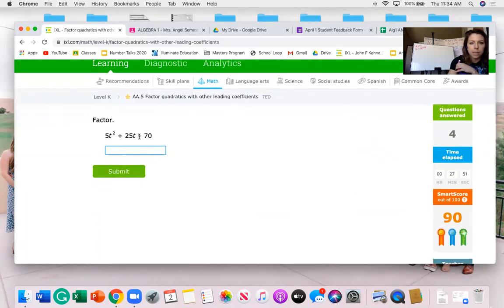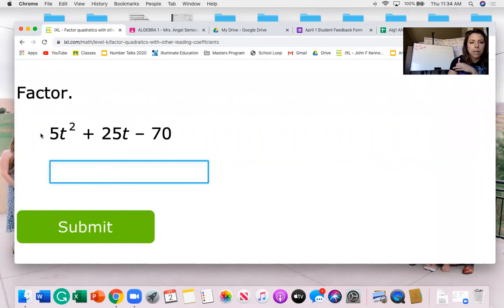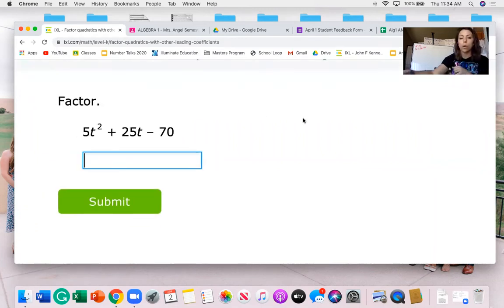Ah, this is a perfect example. This one stands out to me because the leading coefficient is 5, and I know 5 goes into both 25 and 70. So this is an example where I'm going to have to do GCF. Slip and slide would not work here. So we have 5t squared plus 25t minus 70. Okay, so we'll go over this one together.